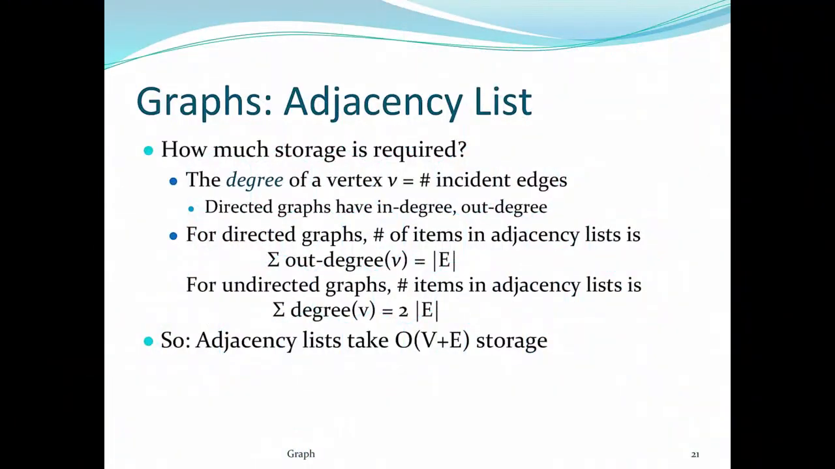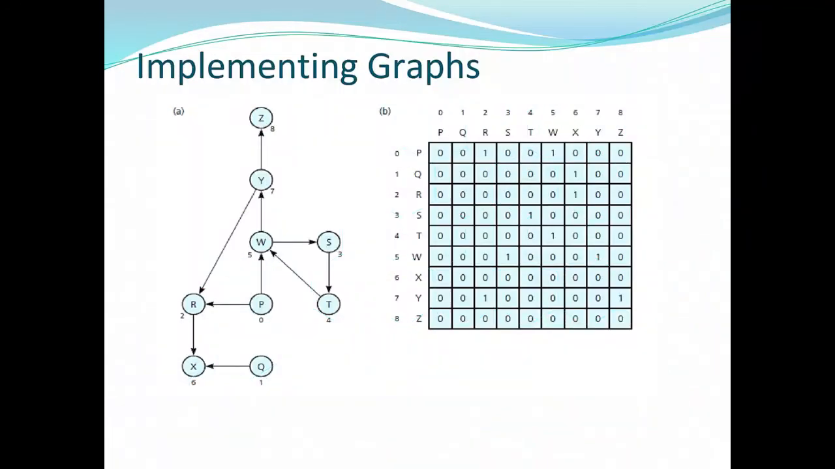How much storage is required? The degree of a vertex V equals the number of incident edges. For directed graphs, it is the out-degree. For directed graphs, the number of items in the adjacency lists is the sum of out-degree(V), which equals E. For undirected graphs, the number of items in the adjacency lists is the sum of degree(V), which equals 2E. So, adjacency lists take O(V + E) storage. It's the same as we have seen before.